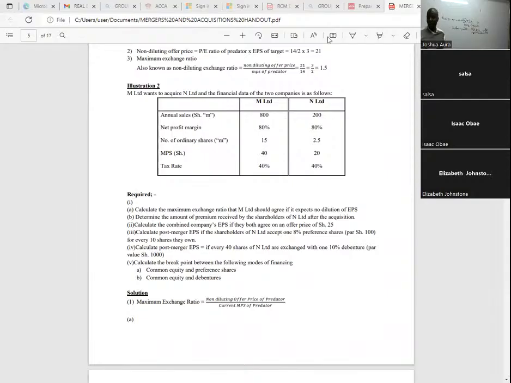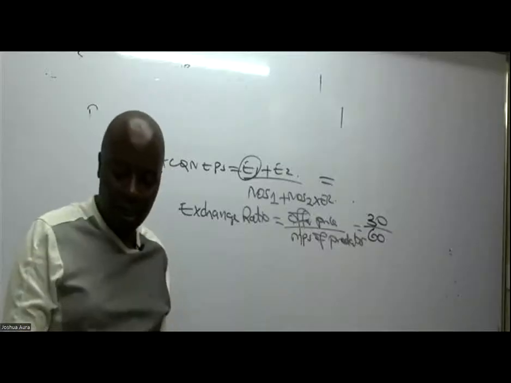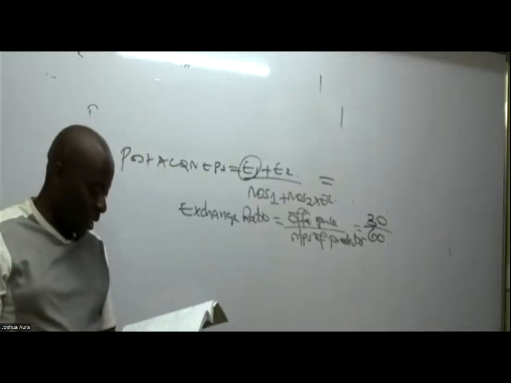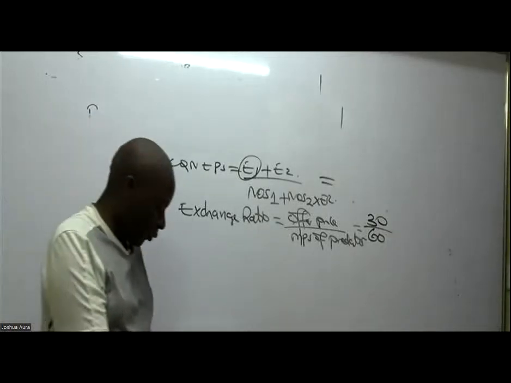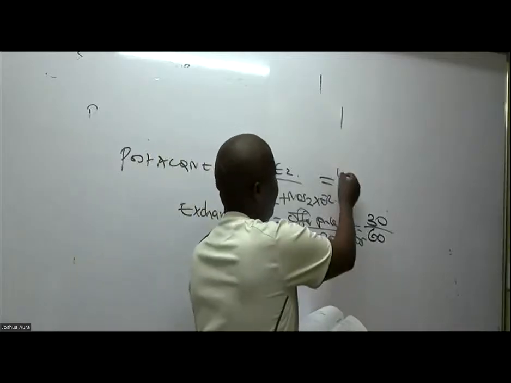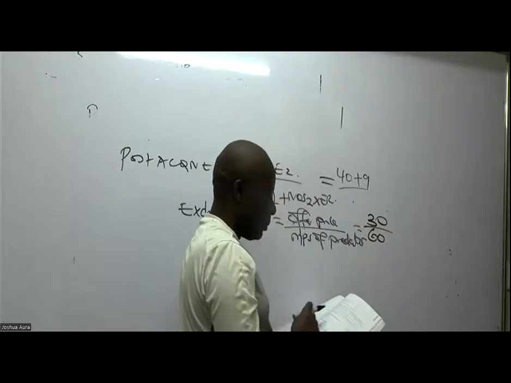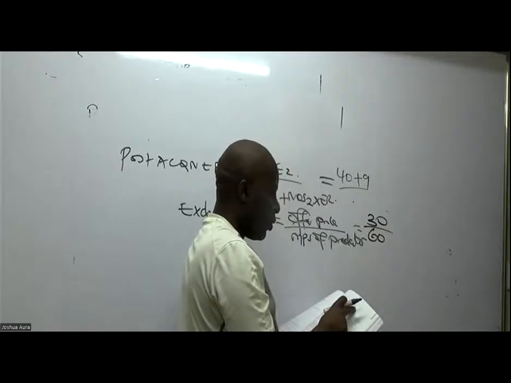No, I'm sharing a wrong document. I should not be sharing this. It is here, in the past paper. In the past paper, they have given me the net income for A as 40. So 40 plus 9, over the number of ordinary shares of the first company outstanding.